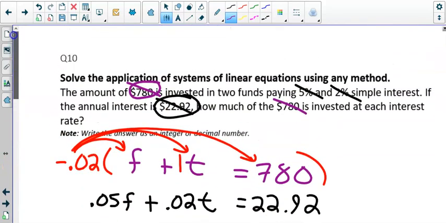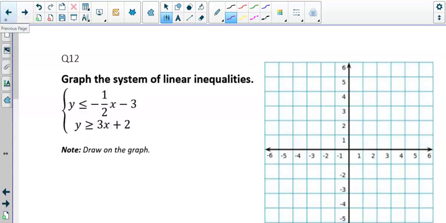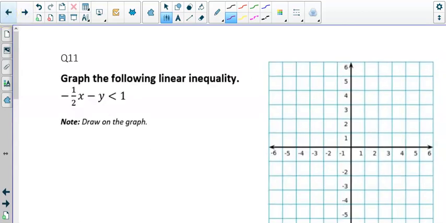All right, that right there takes you through almost all of chapter 2. We got a little bit left. We have an inequality right here that we need to graph. And I believe after that one is a system of inequalities. And then we jump into chapter 3. Again, like I said, this is a long exam. There's lots of information and detail in it. Make sure that you keep cognizant of your time.